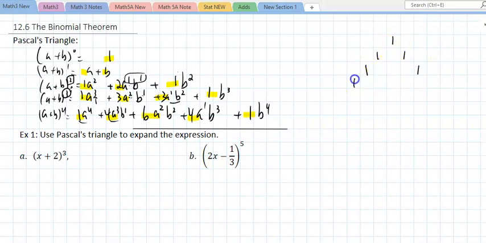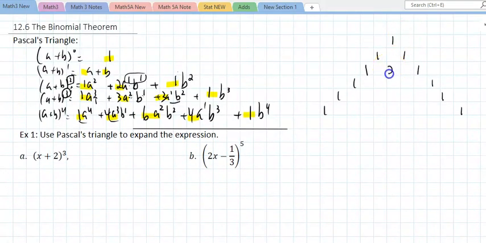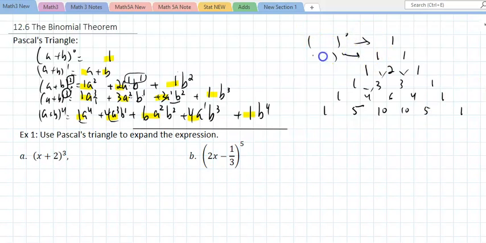0, 1, 2, 3, 4, 5. Do we have more than fifth power? They only go to the fifth, so that's okay. That's a 2, 3, and 3. 4, 6, 4. 5, 10, 10, and 5. So this is the 0 power. This is the first power. Second, third, fourth, and fifth.